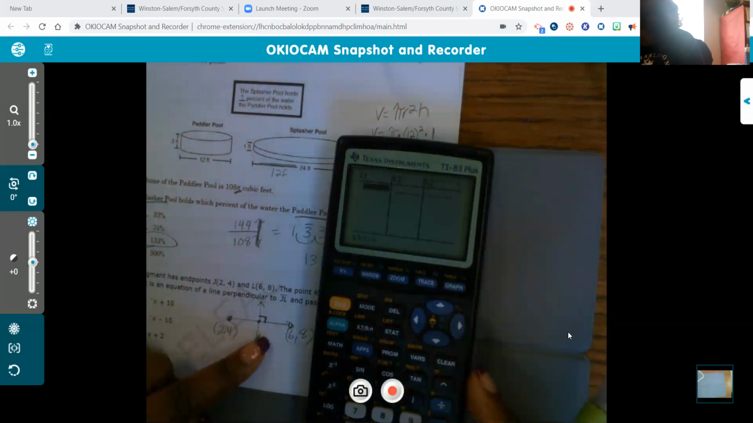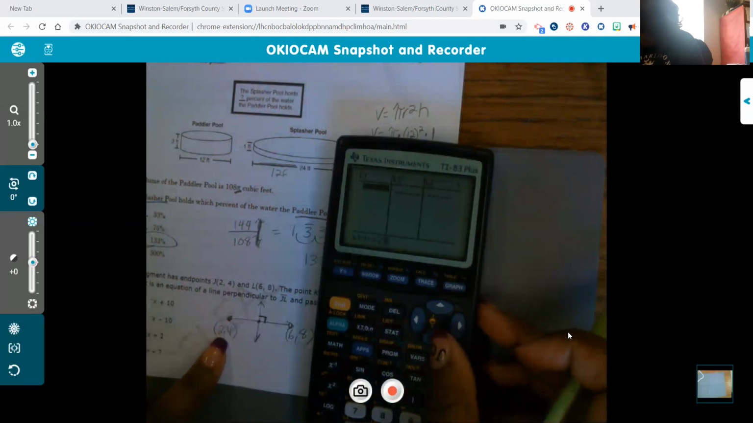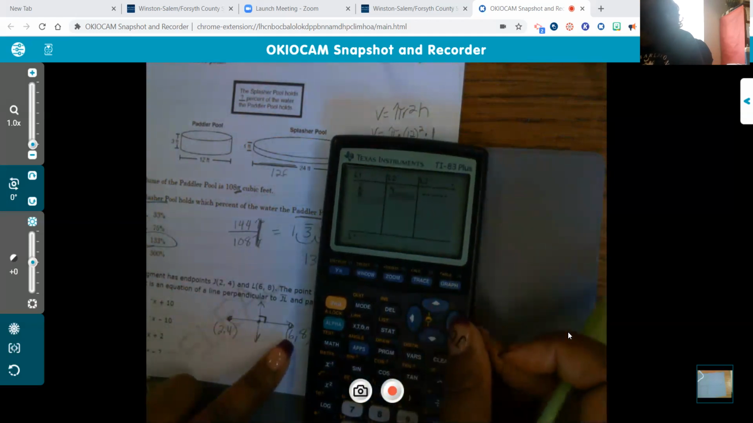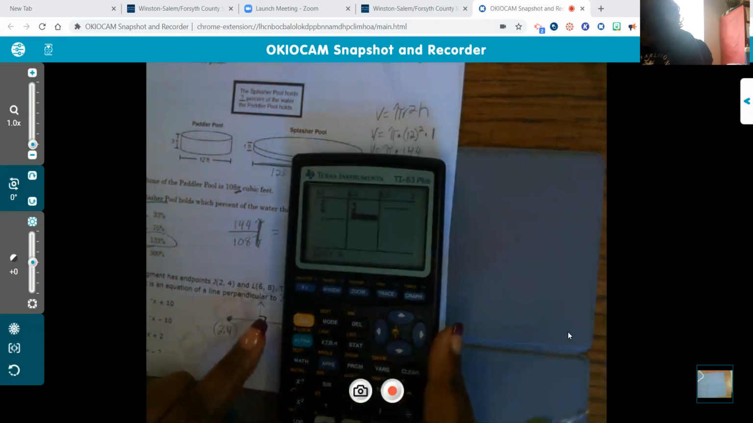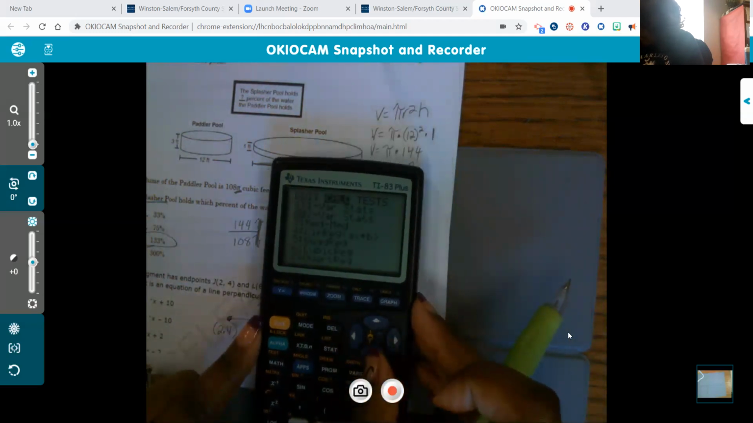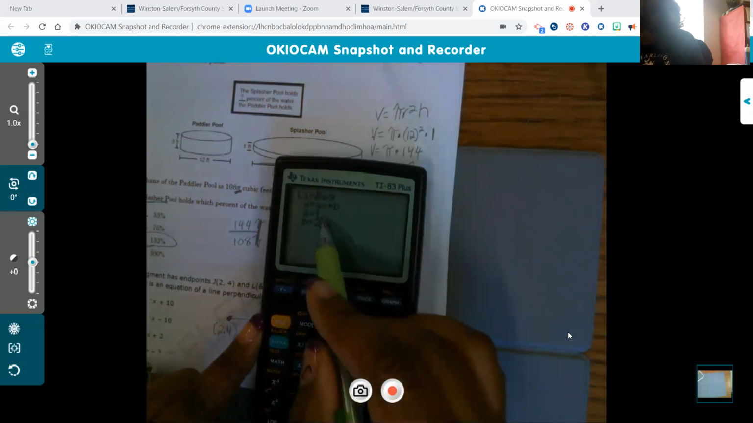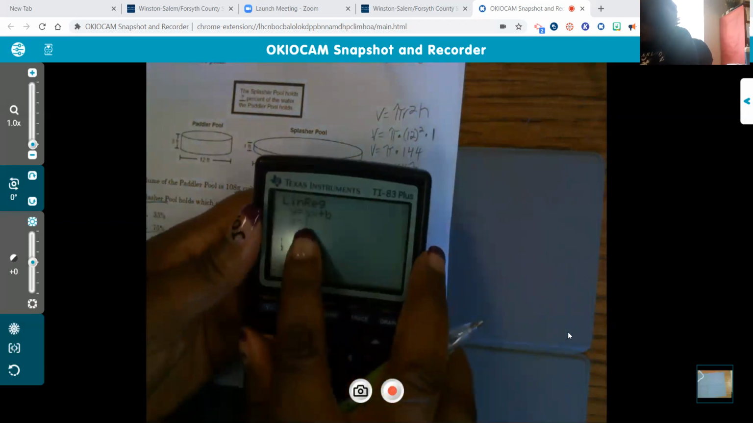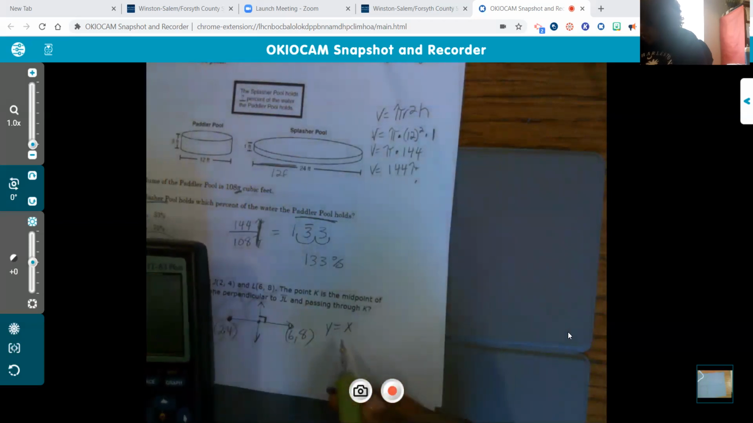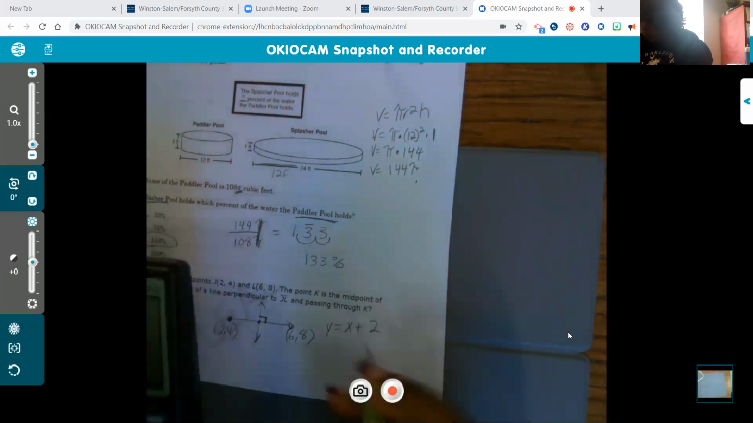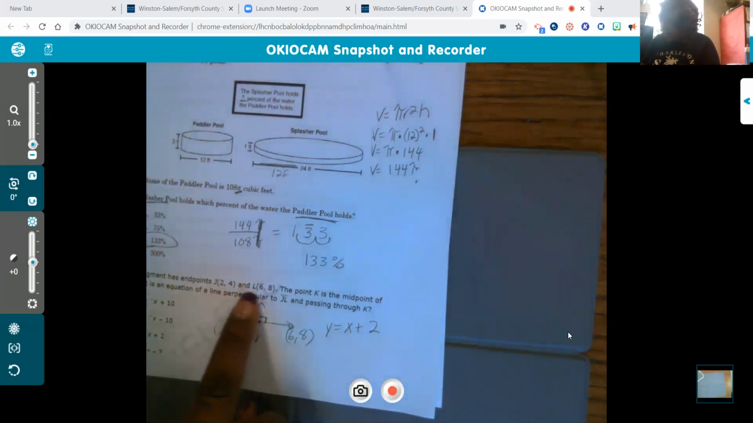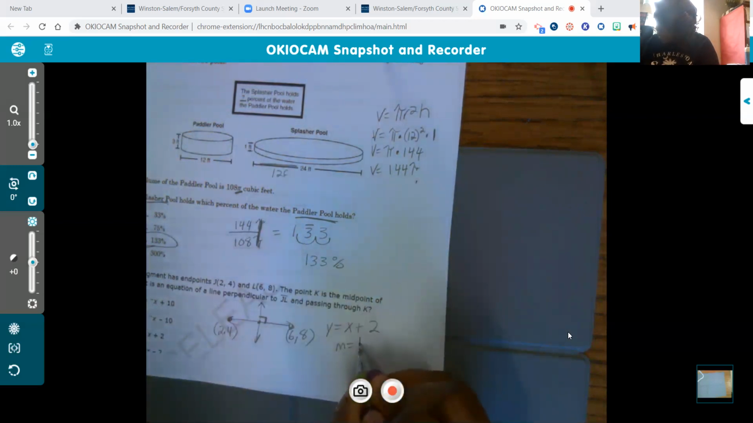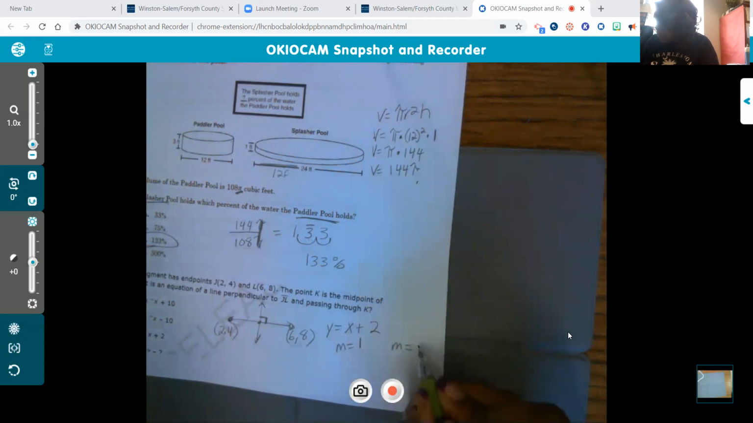Stat, edit, and type these 2 points in. We have 2 and 4, and then 6 and 8. Now we want stat, calc, linreg. This gives us this equation: y is equal to, look at this, 1 is my slope, so that's just x. It's automatically 1 in front, plus 2. So we found the equation for this line first. The slope is 1.